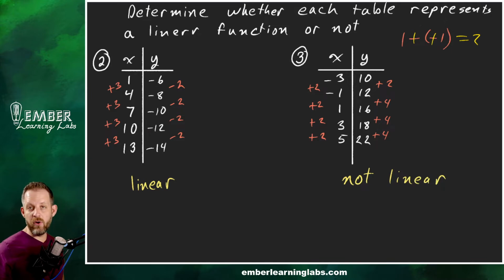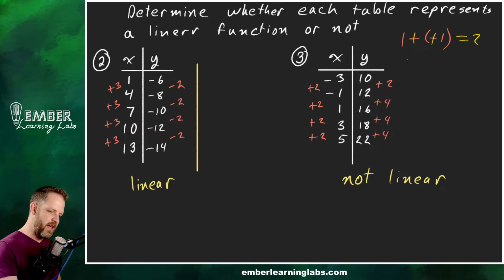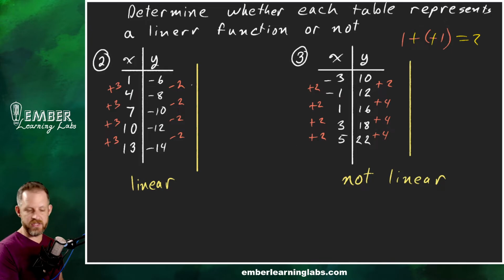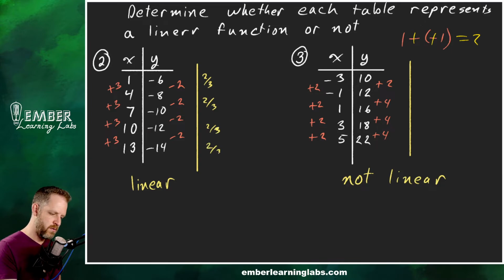Okay. And what's important to note here is that the ratios are the same. Because see, here we have 2/3. Here we have 2/3. Here we have 2/3. And then finally we have 2/3. So the ratio is the same all the way down, which is what tells us that it's linear.